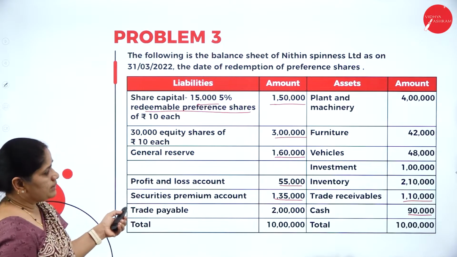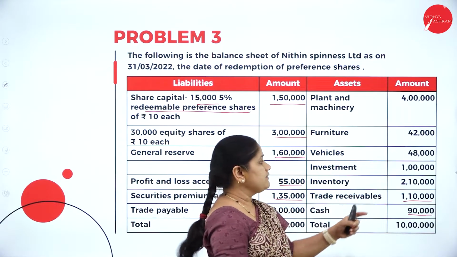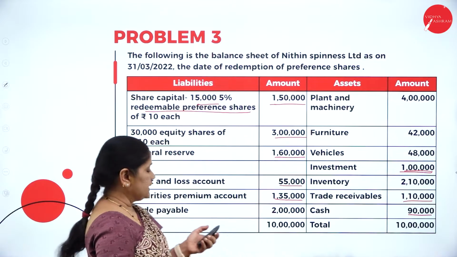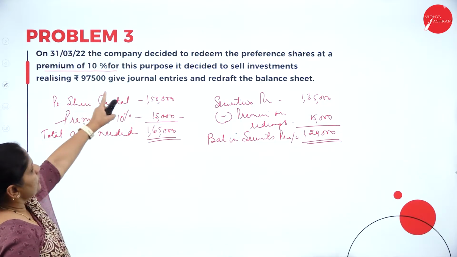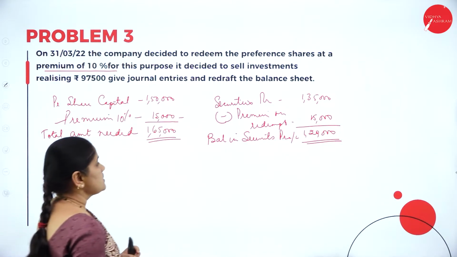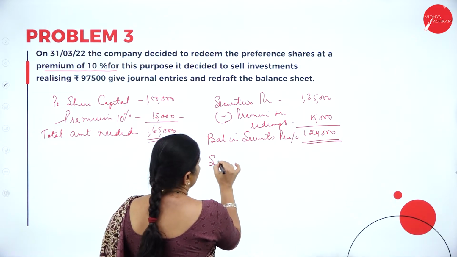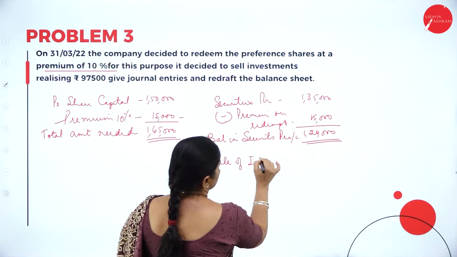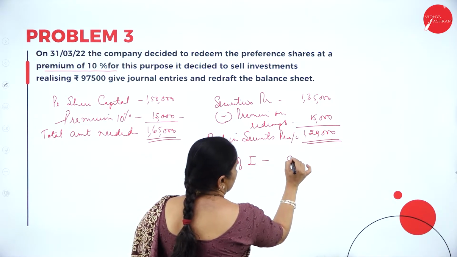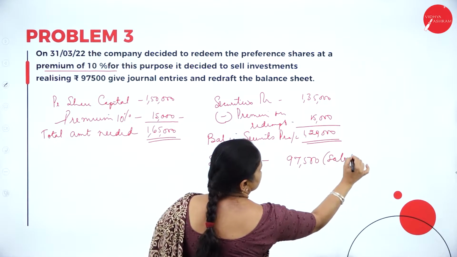So what does the problem tell us? They are willing to sell the investments. So what is the value of investment here? Investment value is 1 lakh. So they are selling the investments. See, for this purpose, it decided to sell the investments, realizing 97,500. So we have to write a sale of investments. So what is the investments? 97,500. This is the sale proceeds.